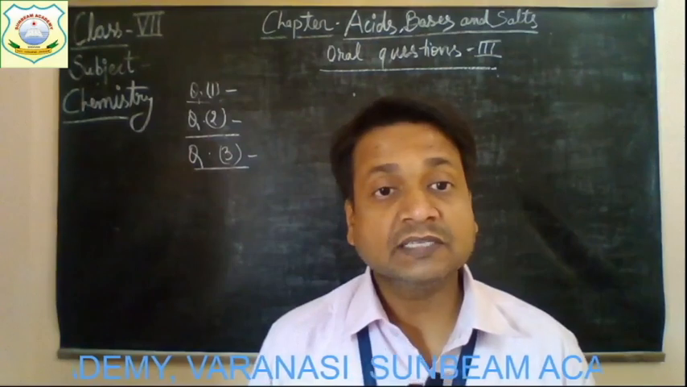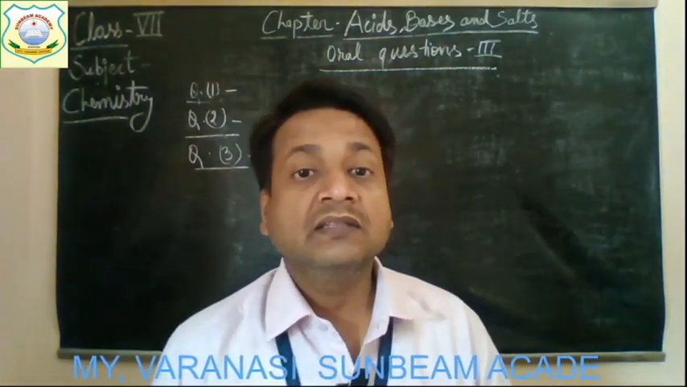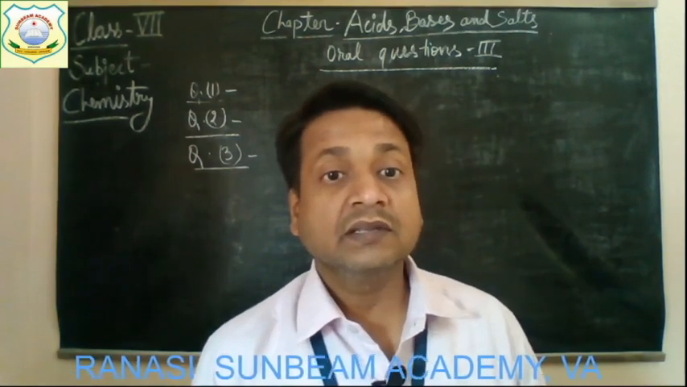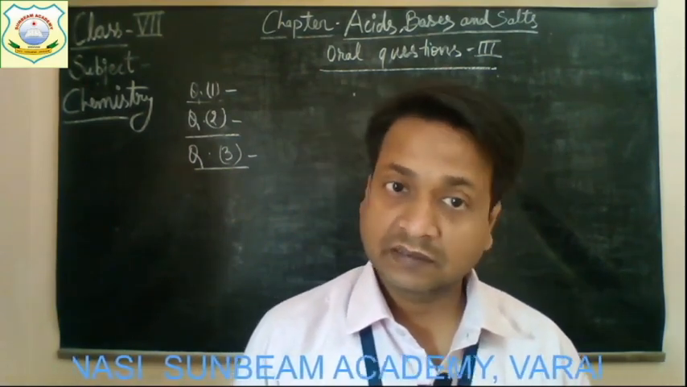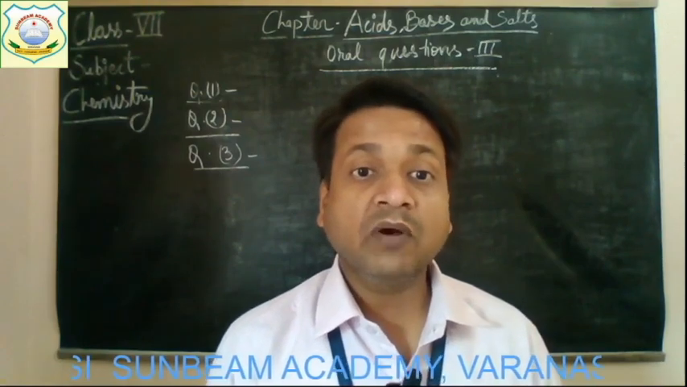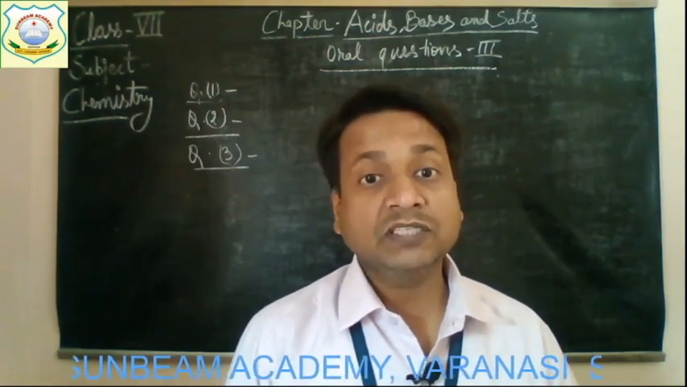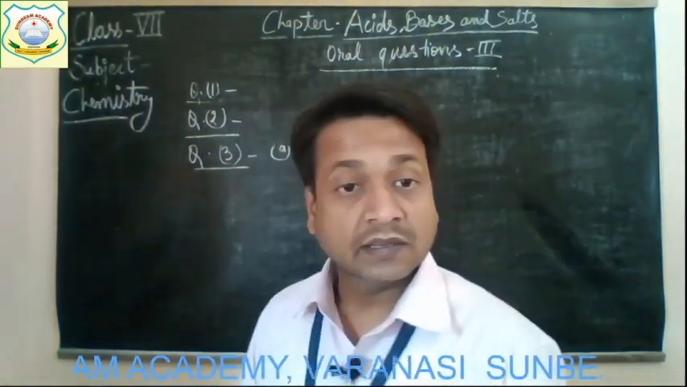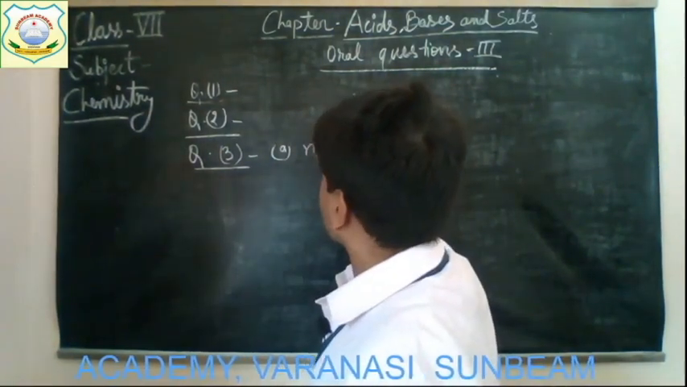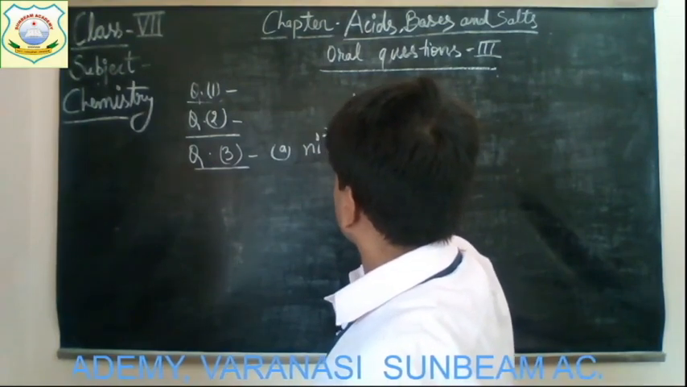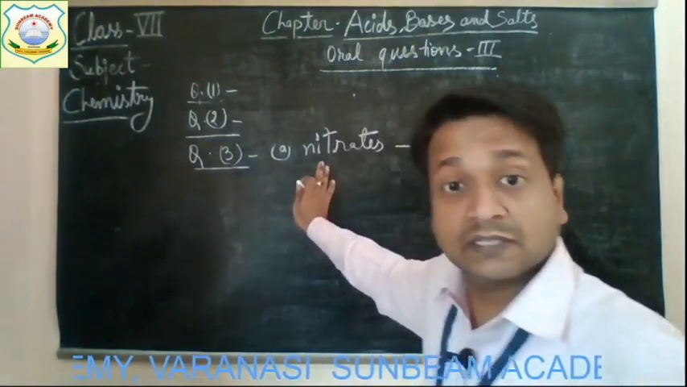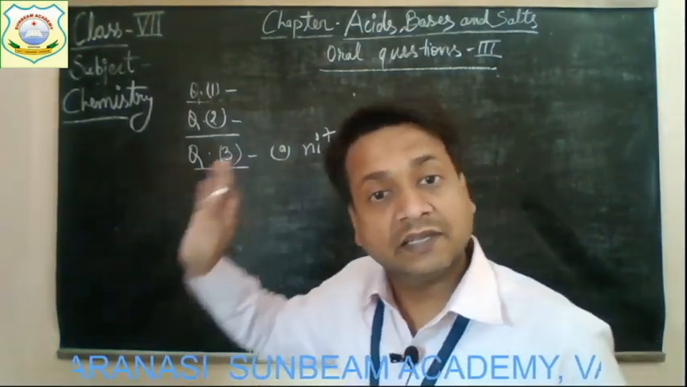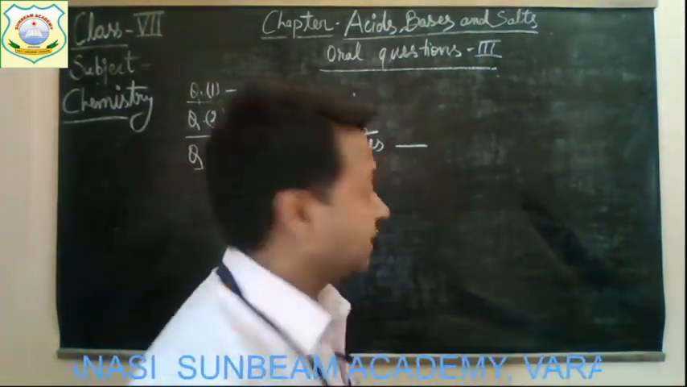And the question is, which acids are these salts obtained from? And 4 different salts are given. Get it? And you have to write the name of the acids from which they are obtained. So the first one is nitrates. Children, the salt nitrates are obtained from which acid? Yes, it is obtained from nitric acid.